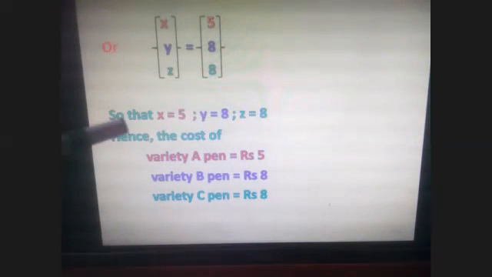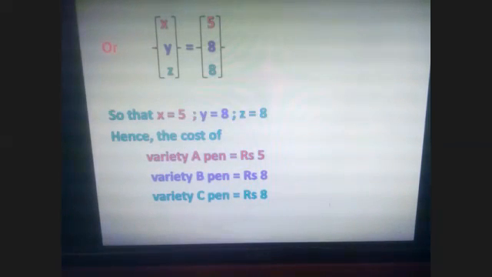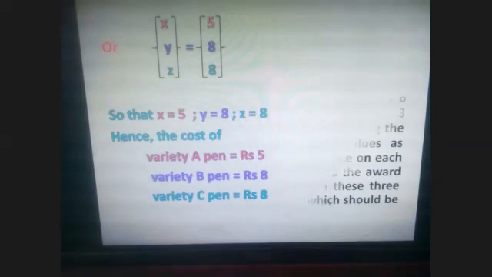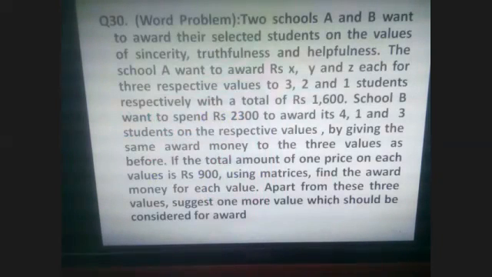because simply leaving x, y, z is not enough. The question does not have x, y, or z. Those are our dummy variables. Your final answer will be the cost of each variety of pen. It must be clear now that you have to practice. Let us take another question.